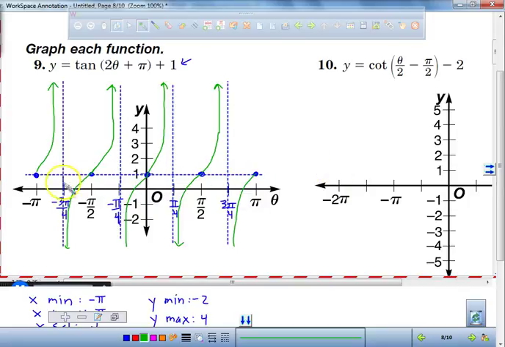What am I looking for? I'm looking for this midline right here at a 1, because that's the vertical shift of 1. And then I'm looking for where all the asymptotes are located correctly. That's what you're going to be doing on your own for problem number 10. Now I'm going to help you with problem number 10, just typing it in.